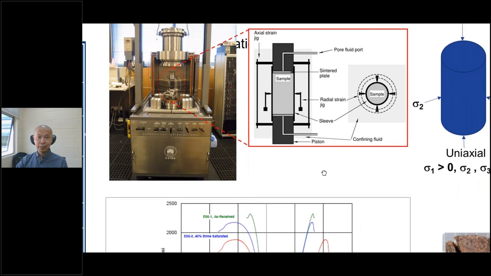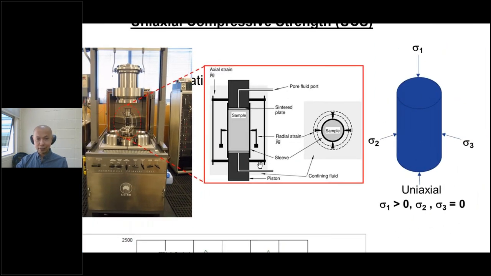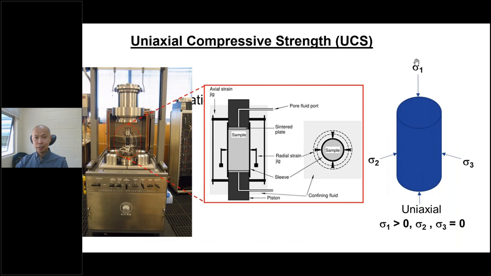So in this condition, if you take analogy with the stress that rock actually experiences, this is a much simplified form, because in this case we only have vertical stress, stress in one direction, while sigma 2 and sigma 3 are zero. But in reality, the rock in the formation has three stresses, vertical and two horizontal. But here, we just simplify it.